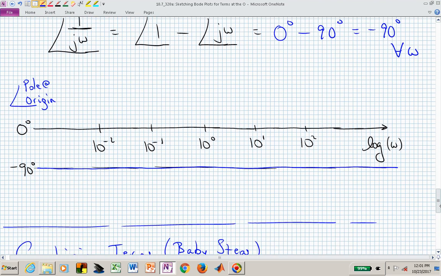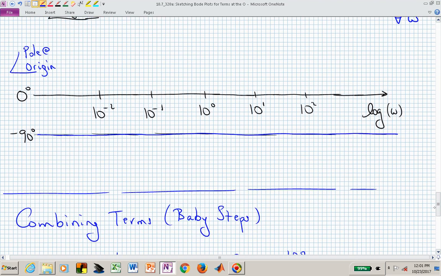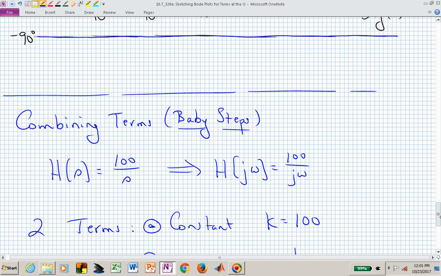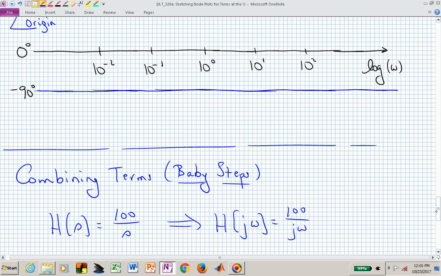Hopefully this won't confuse you, but now we can actually talk about fairly easily combining terms. So that's what I mean by taking baby steps in combining terms. Eventually, when we sketch the Bode plot, we want to consider all of these factors. Let's just look at a transfer function where we have something fairly basic. We have a gain and a pole at the origin. And suppose that gain is something convenient to think about. Let's say that it's 100.